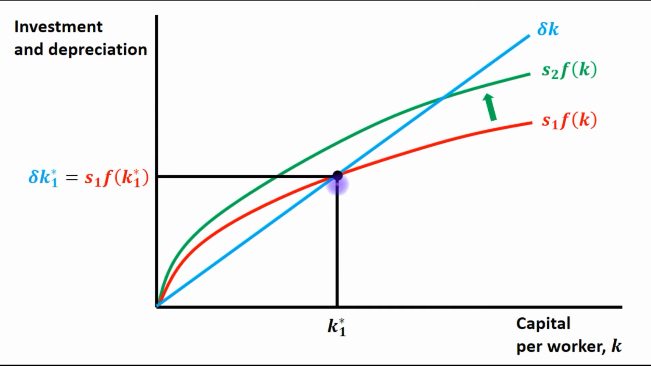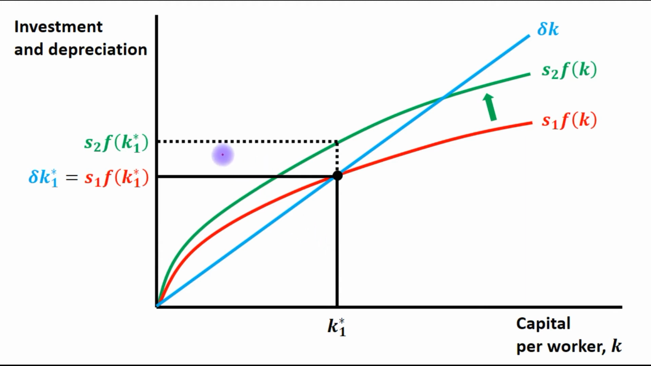Now observe that due to the increase in saving rate, the investment level increases. That means at the initial steady state level of capital stock, that is at K1 star, the investment level is higher. So this is our new investment level at K1 star, which is S2 F(K1 star). This is our new saving rate, S2.